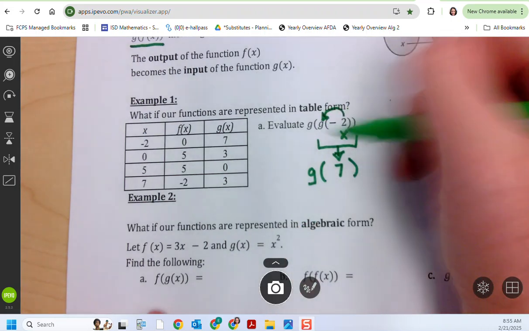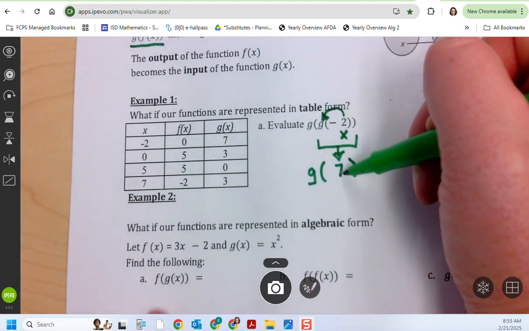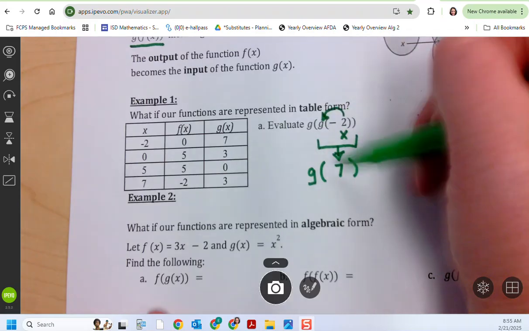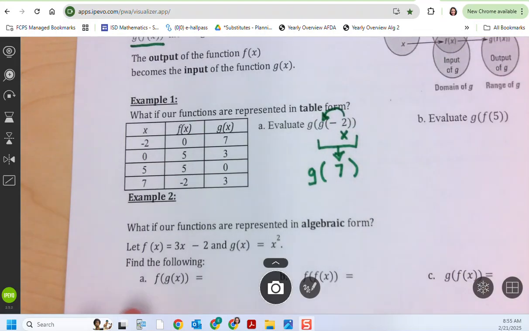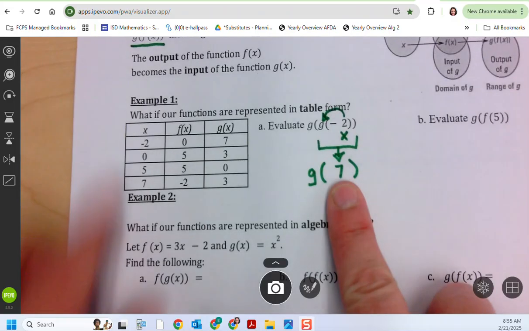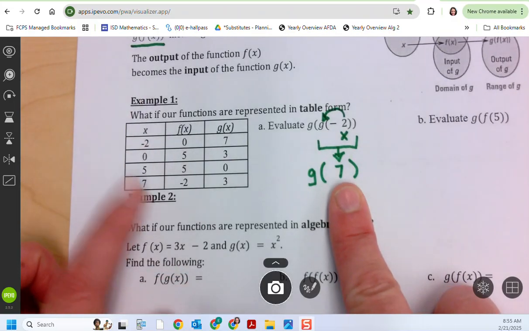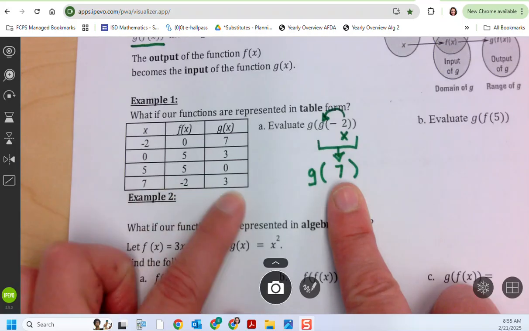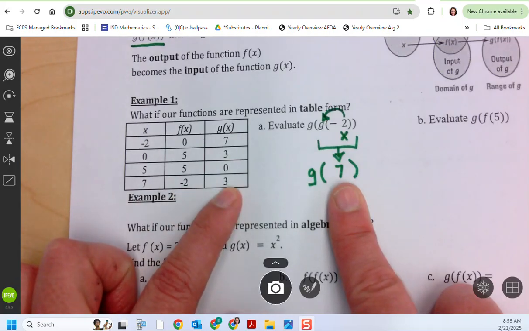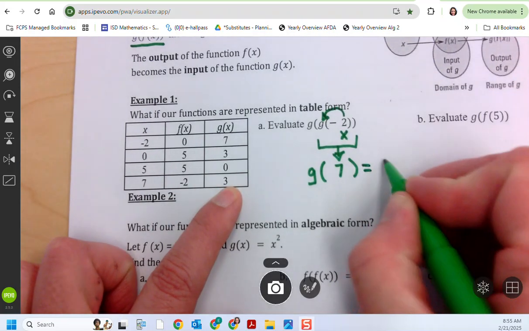Okay, so the first thing that we did was g of negative 2, and we got 7. Now 7 is the input for the outside function, which is also g. We did function g 2 times. So now go back to where x is 7. And what's the g of 7 going to be? You guys see it over here? We get 3. That's your final answer.